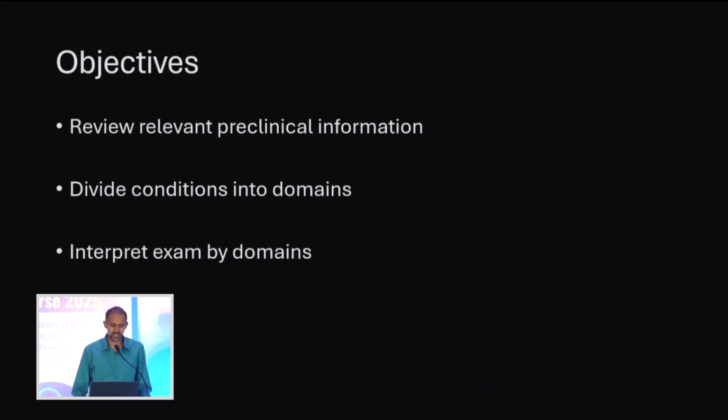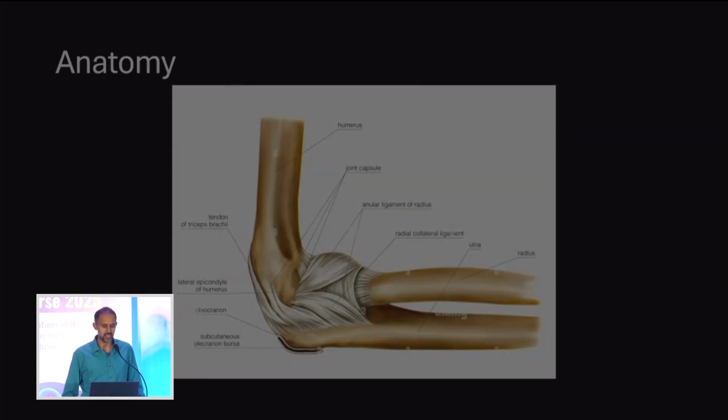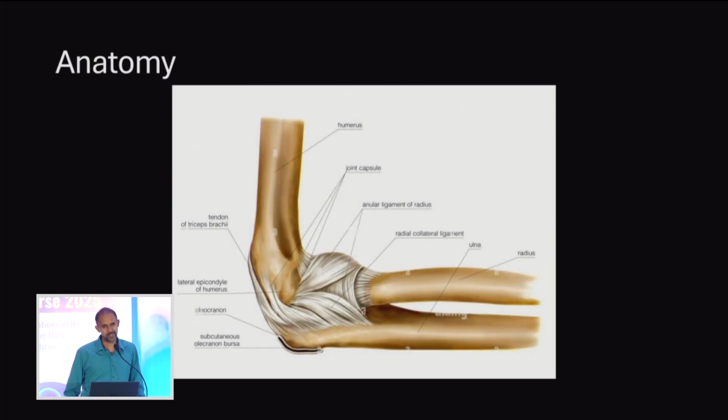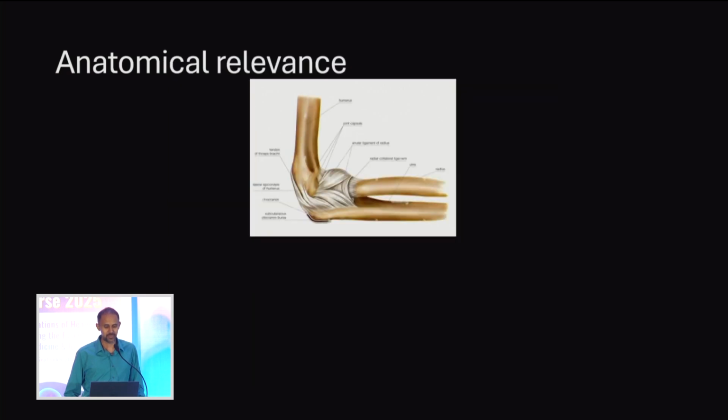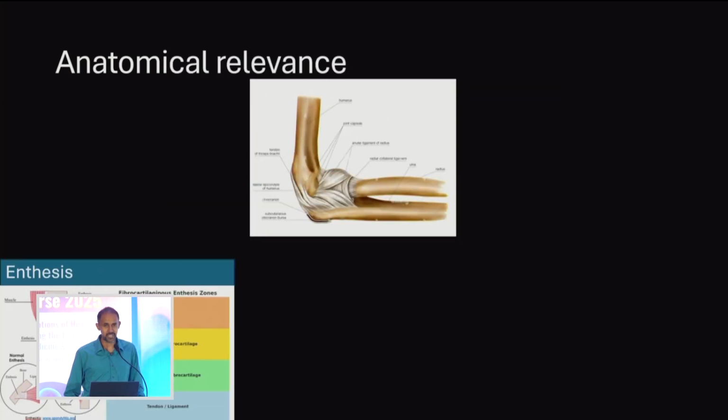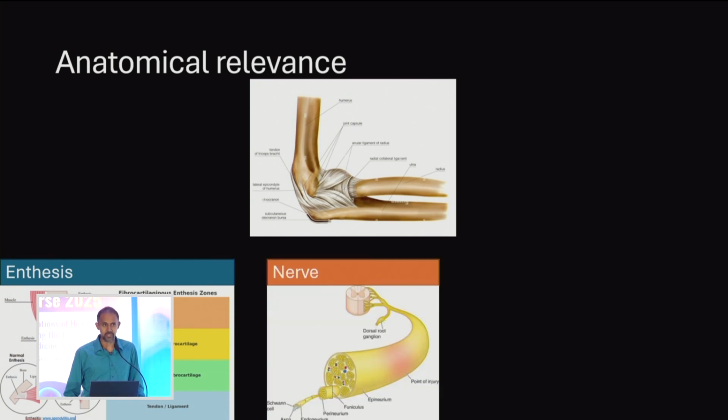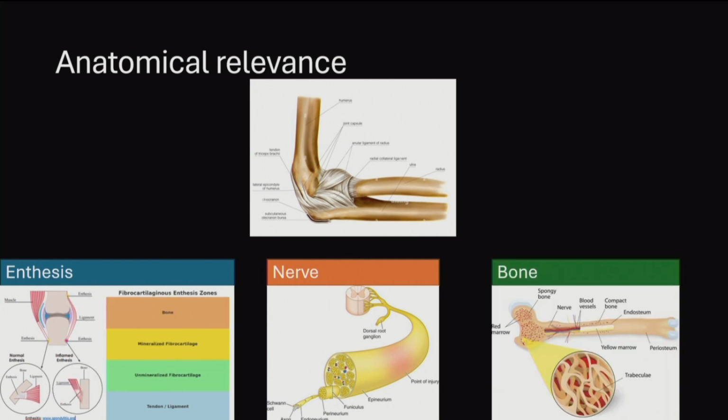So objectives for this talk are review relevant preclinical information, divide conditions in domains, and interpret exam by domains. You know anatomy? I'm not going to tell you anatomy. But when we look at anatomy, we can break it down in 3 different domains as generators of pain for the elbow. The first would be the enthesis. The next would be nerves around that region, or more proximal, and then bone.